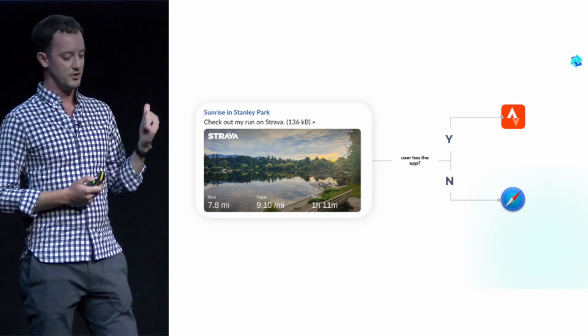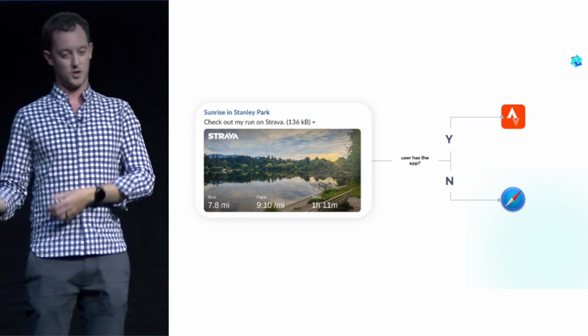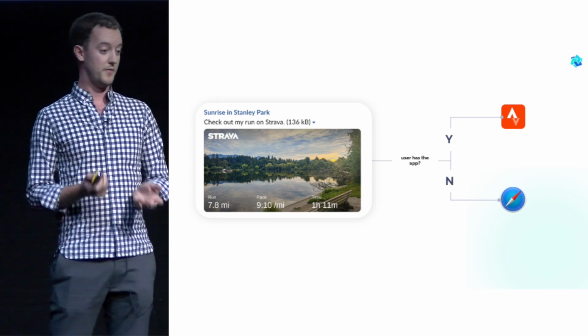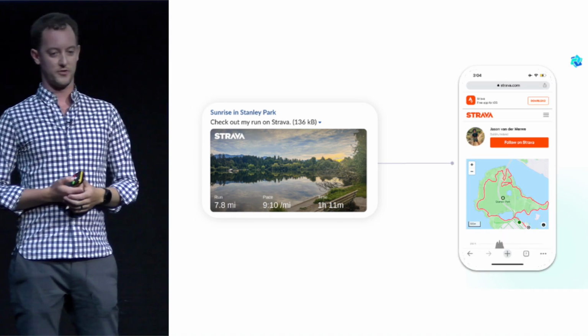So for any activity link that is shared, if you have the app, you will click on the link and go straight into the app and to that page specifically. But if you don't have the app, you will go to an intermediate web page that looks like this.